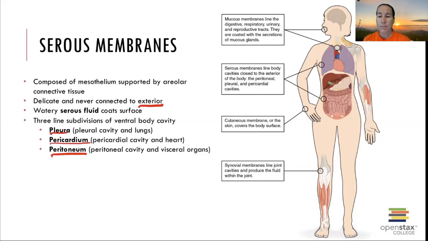So the bag around the heart, bag around the lungs, and the bag around your intestines are all different types of serous membranes filled with watery fluid that help protect those areas.